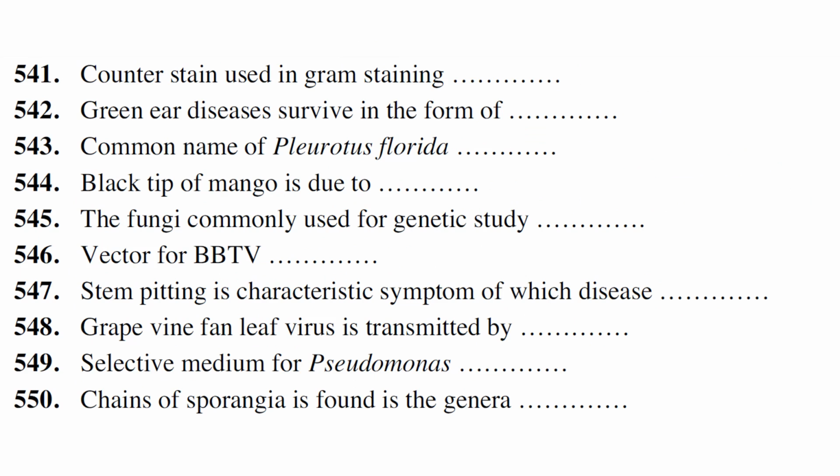Counter stain used in Gram staining. The Gram staining technique was developed by Hans Christian Gram in 1884 to differentiate gram positive and gram negative bacteria based on the color reaction. There are a couple of procedures, right? What chemical is generally used as the counter stain? Safranin is used as a counter stain. It is also one of the important questions. They will ask about the counter stain used in Gram staining, and the answer is safranin. It's a very important one.